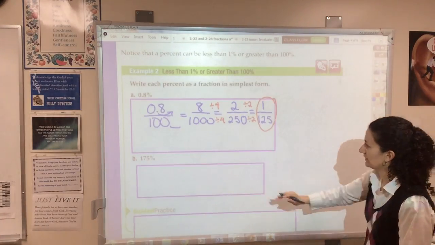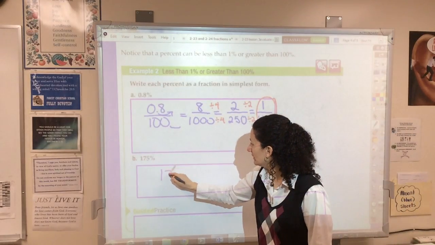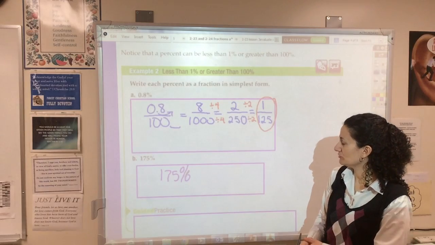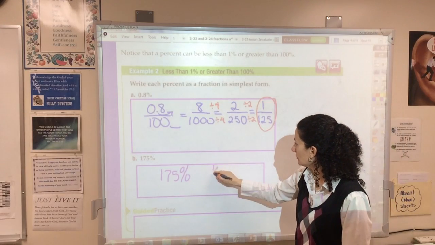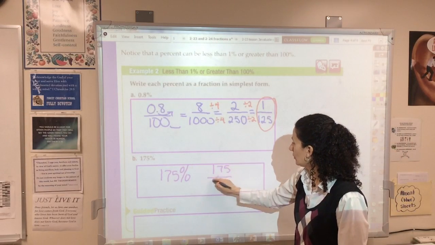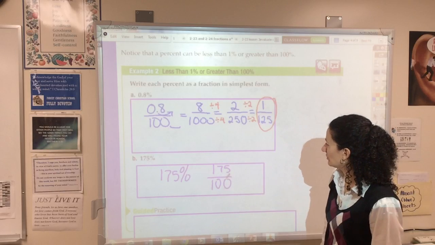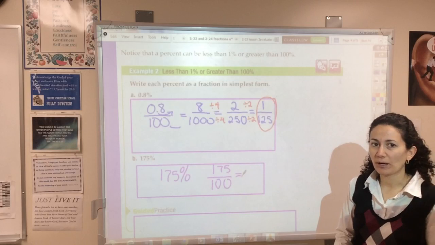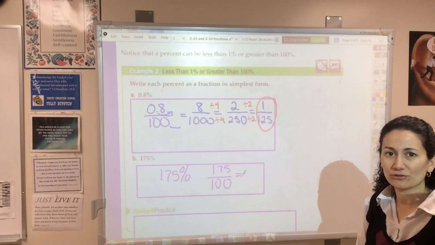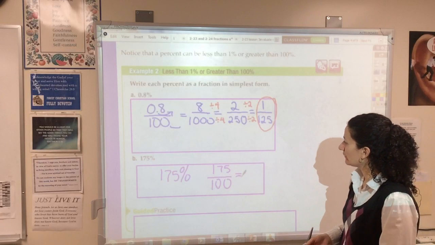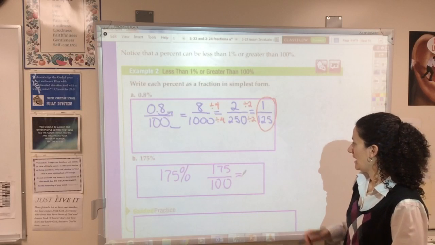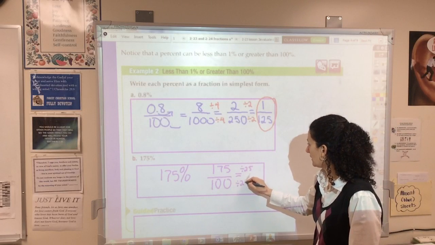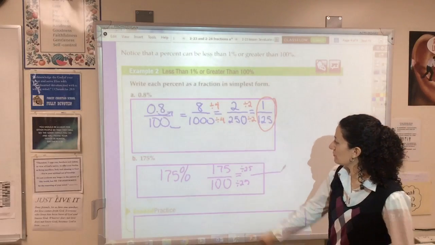Okay, here we have something different. 175%. A percent can be more than 100. Okay, so 175 over 100, first thing I'm going to notice is this is an improper fraction. There's a lot of ways I could do this problem. I can first try to simplify. I could divide by 25.